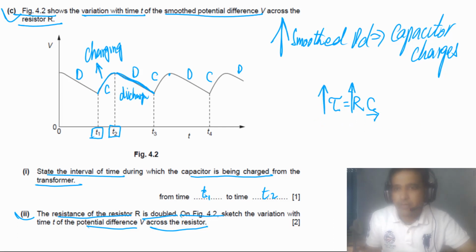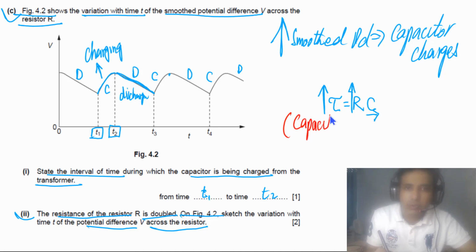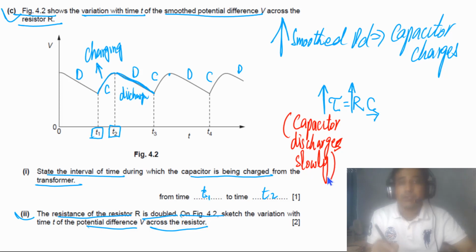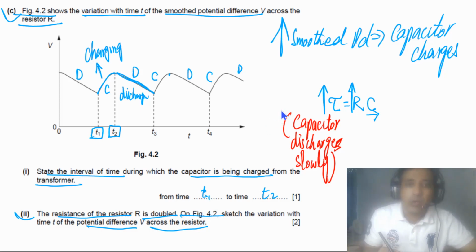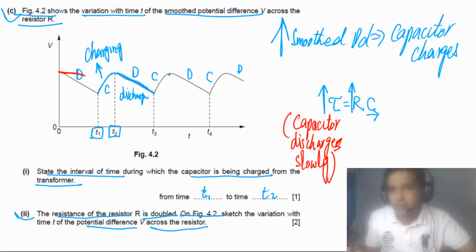If tau of the capacitor increases, it means capacitor will discharge slowly. So this is the point we need to understand. Capacitor discharges slowly, but time period of AC is the same. Time period of AC is the same, only tau for capacitor increases. So in this case, simply we can draw at this point capacitor will discharge, but it will discharge very slowly.